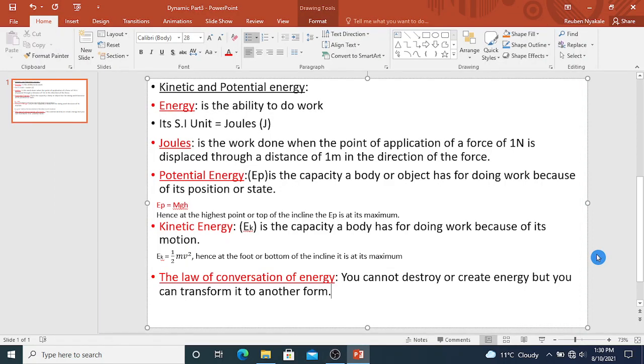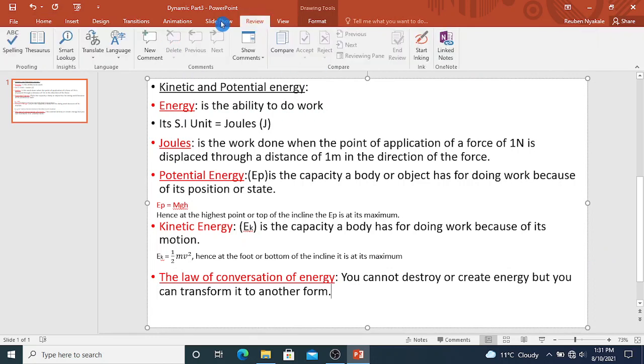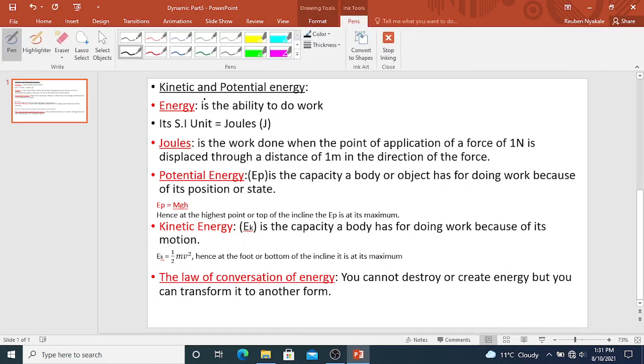Let us look at the third part of dynamics. The third part of dynamics deals with energies. We deal with energy. Let us therefore define energy. Energy is the ability to do work. Its SI unit is J, for joules.